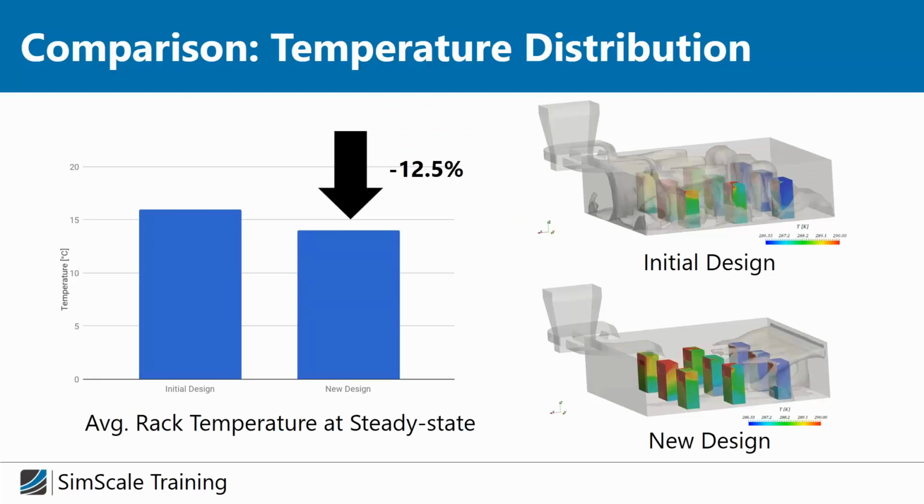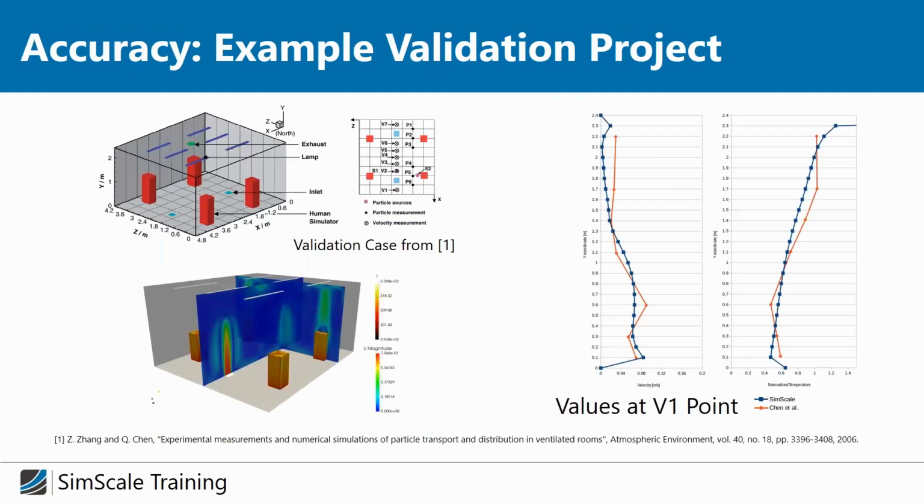All right, and now to put it in a nutshell, just by one design iteration using the simulation, we were able to decrease the average rack temperature by more than 10% with just one design change. And I think this is really a good example which clearly shows how easily you can improve existing designs using simulation. I would also like to talk with you about another aspect of simulation.